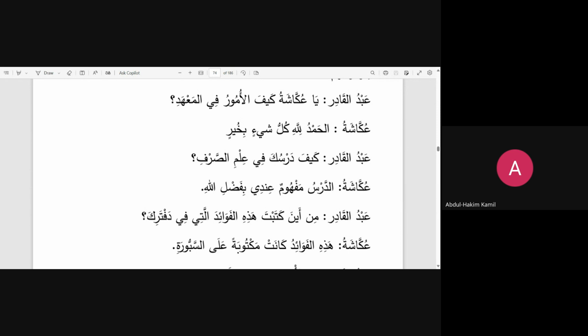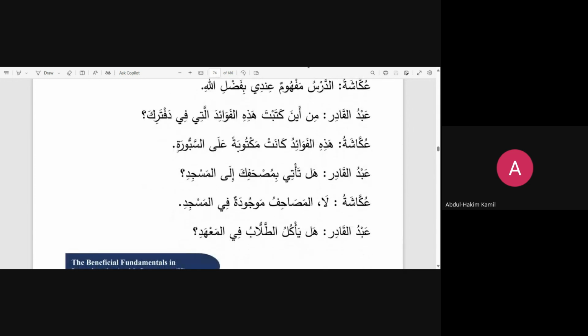Okay. So again, let's read the sentence again. هذه الفوائد ما كانت مكتوبة على السبورة. نعم, كان makes it منصوب. Is everything understood up to now? Everything's understood. As-sabura means the blackboard. We're going to go further.